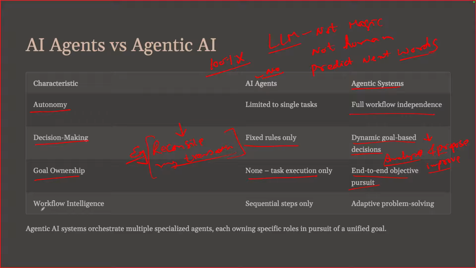And the next one is workflow intelligence. AI agents follow sequential steps, A, B, C, D, E, F, that's a sequence, that's it. But an agentic agent, based on the output or on the issue it has faced in the first output, dynamically chooses what to do. In the AI agent, you don't have that dynamism. Based on the issue, it does not know what to do. But an agentic agent does know what to do.